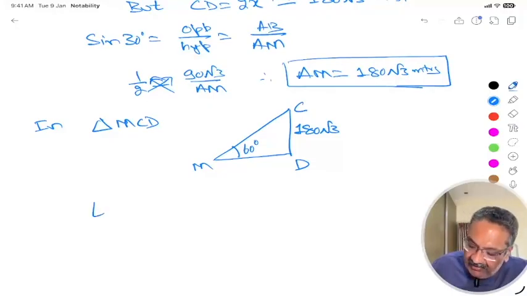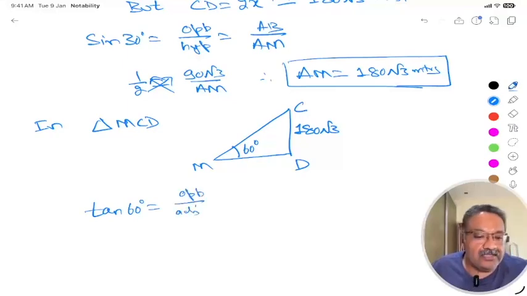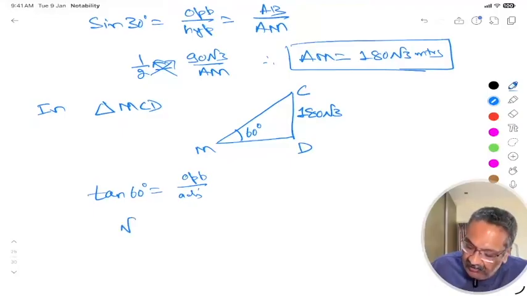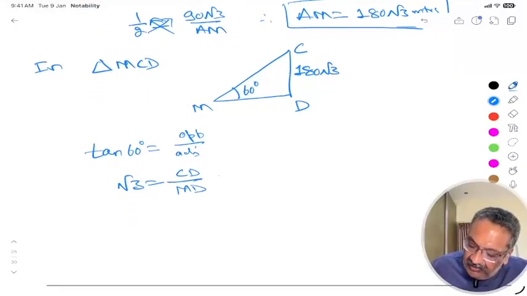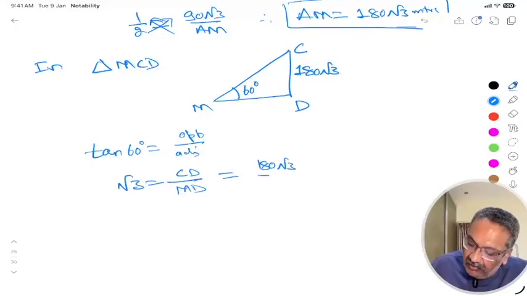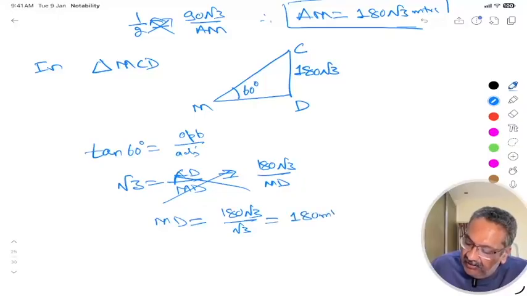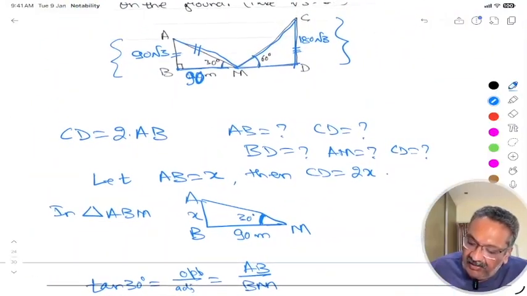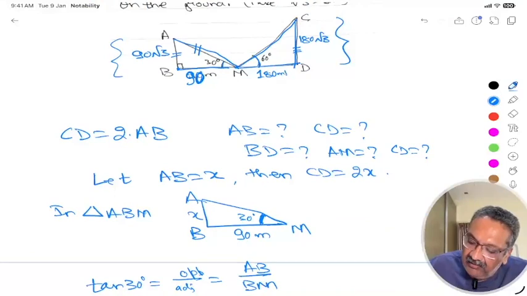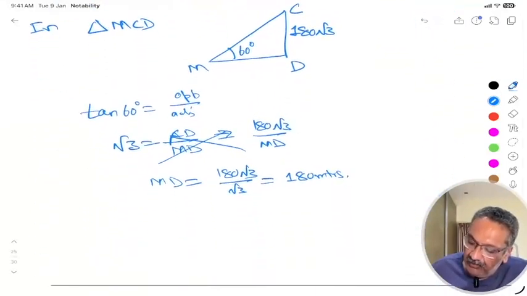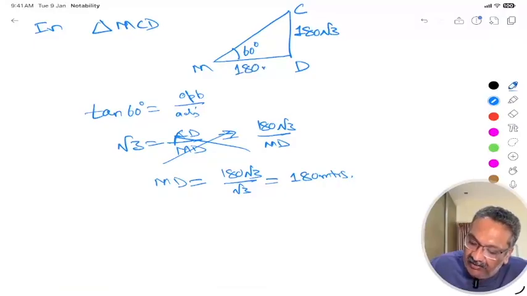Okay. I will take tan 60. Tan of 60 degree will be opposite by adjacent. What is tan of 60 degree? Tan 60 degree is root 3. So root 3 is opposite, CD, by MD. Now CD is how much? 180 root 3 by MD. Now if you cross multiply, I get MD is equal to 180 root 3 by root 3, which is equal to 180 meters. So I got this MD as 180 meters.